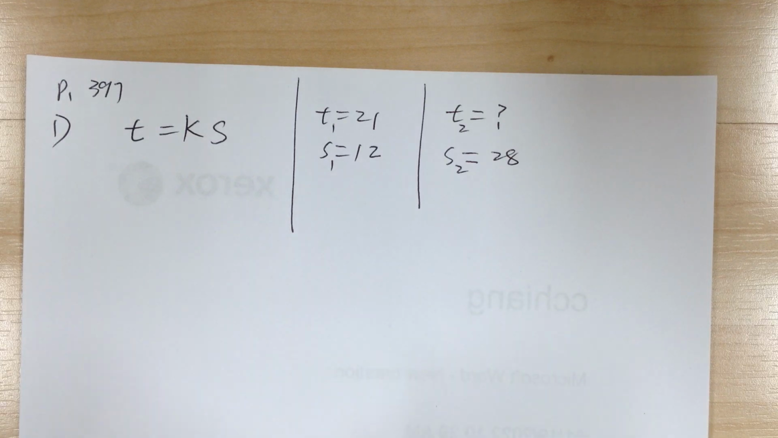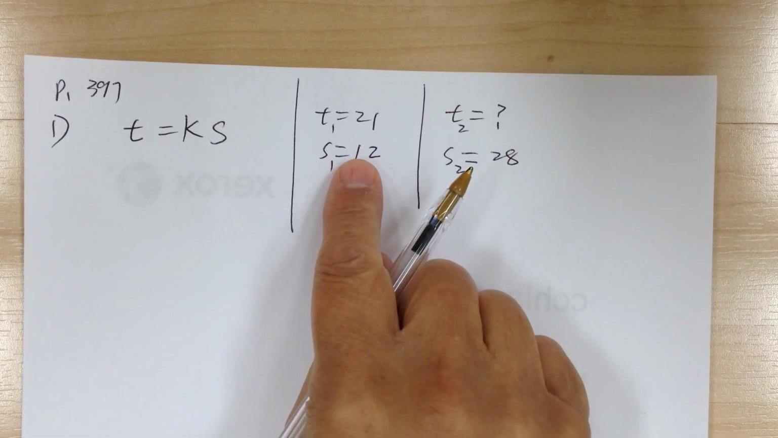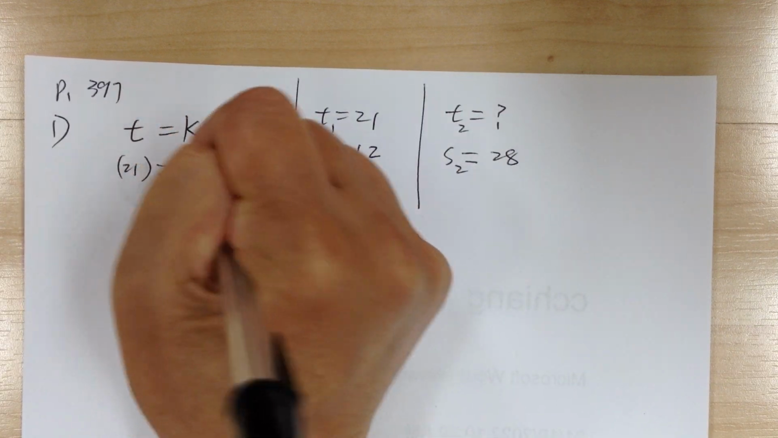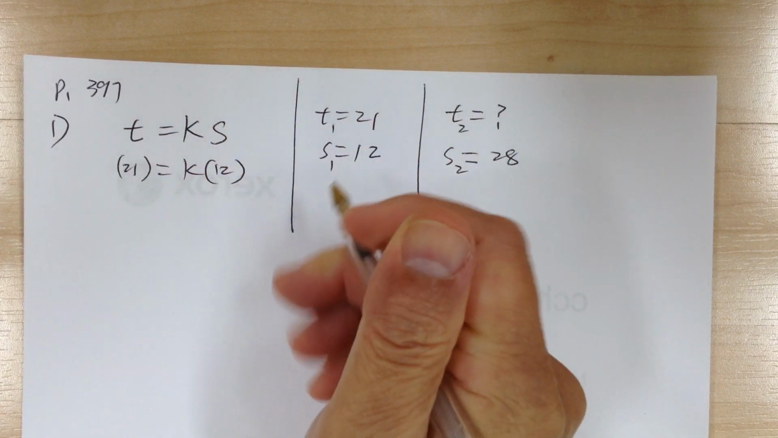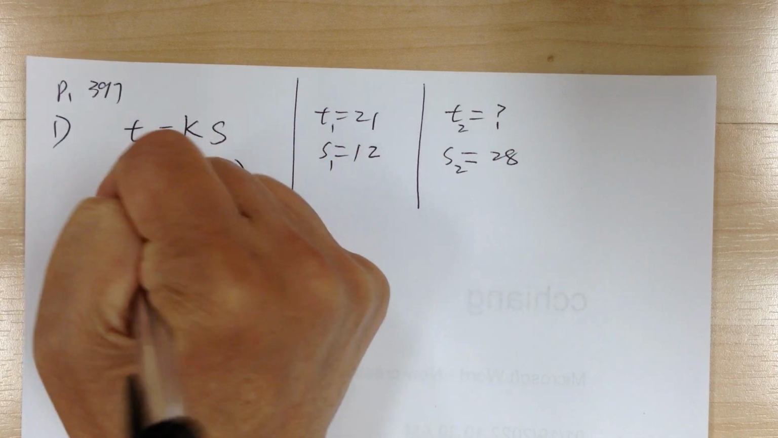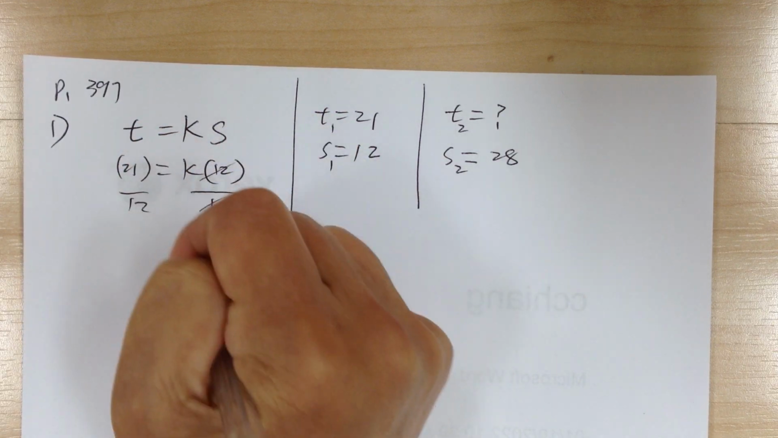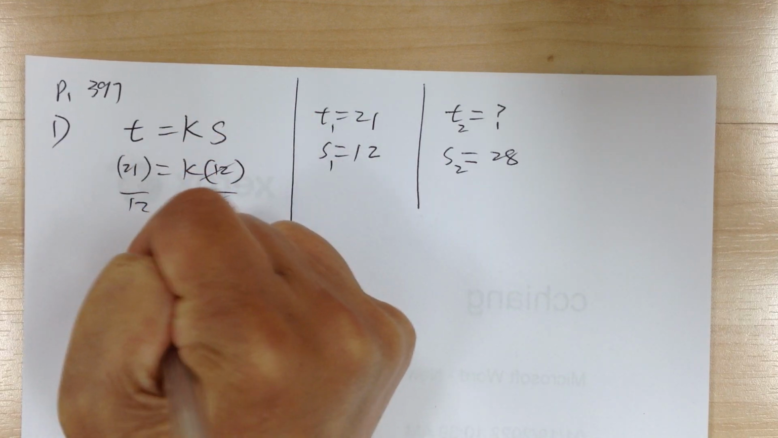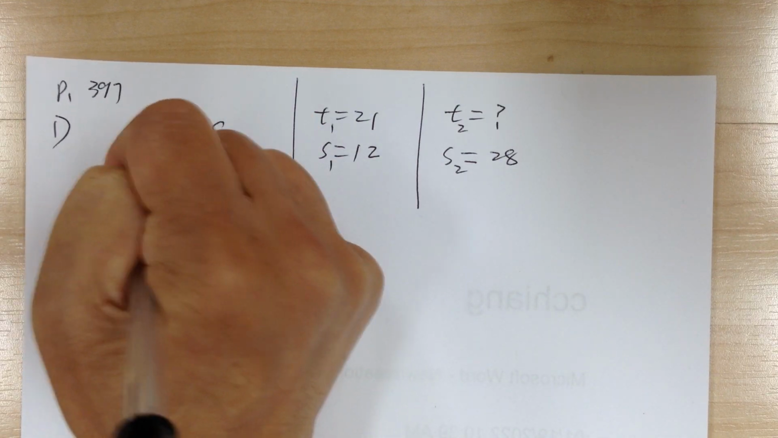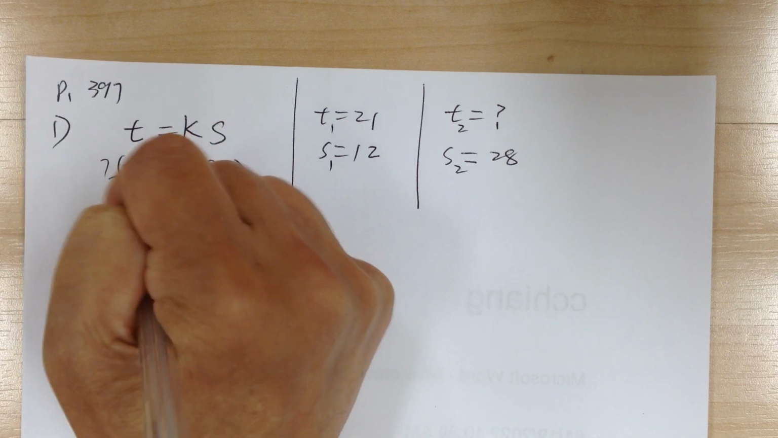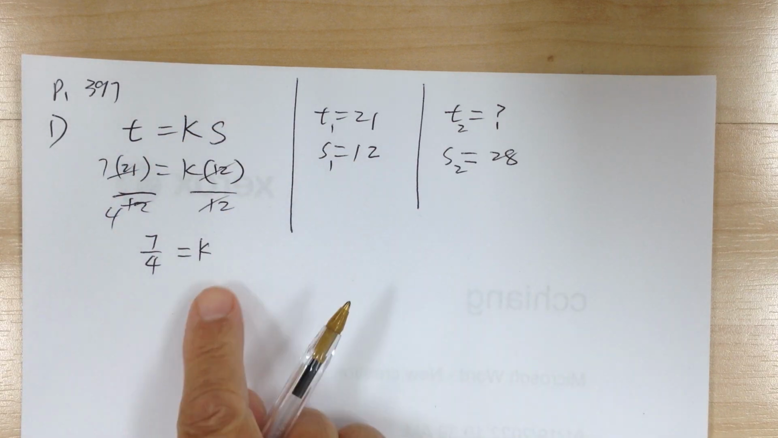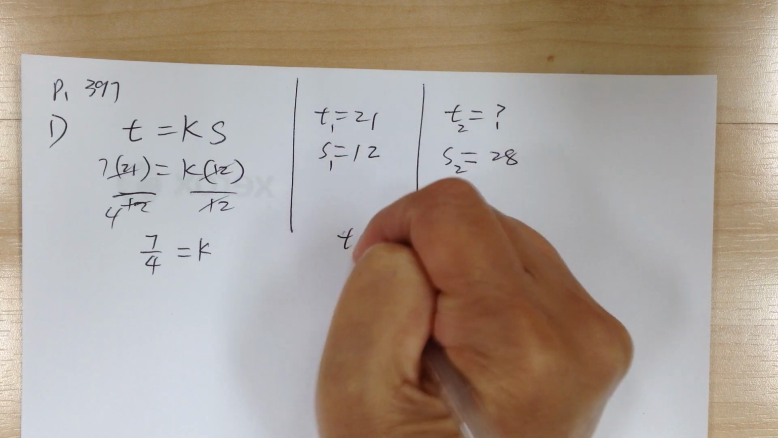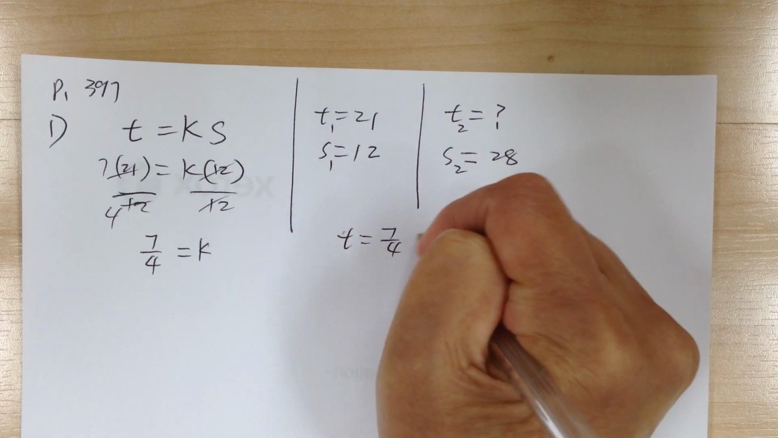Okay. So first, let's go ahead and use the case 1 to find k. So let's go and substitute. Okay, and then divide by 12 on both sides, so this will cancel out. So k equal to, and you can reduce this into 7 over 4. Okay, you can divide by 3. Okay, once you find your k, you're going to update your equation. So you're going to get t equal to 7 over 4s.